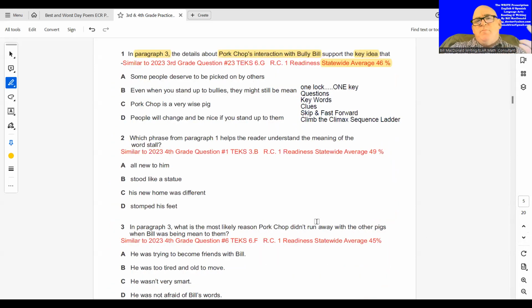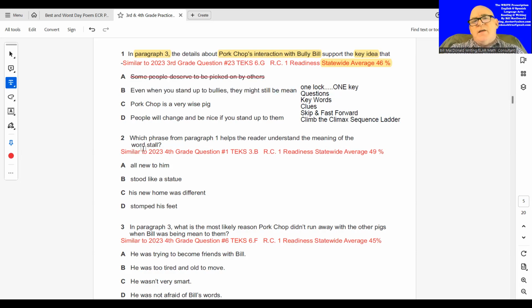So it says, some people deserve to be picked on by others. Well, there was nothing about that. So there's my 1-minute warning. I don't think people deserve to be picked on, and there was nothing mentioned that Bully Bill should be doing that. So I think that I would eliminate that in my mind. So what if we're allowed to do anything? Let's see if we can do that.